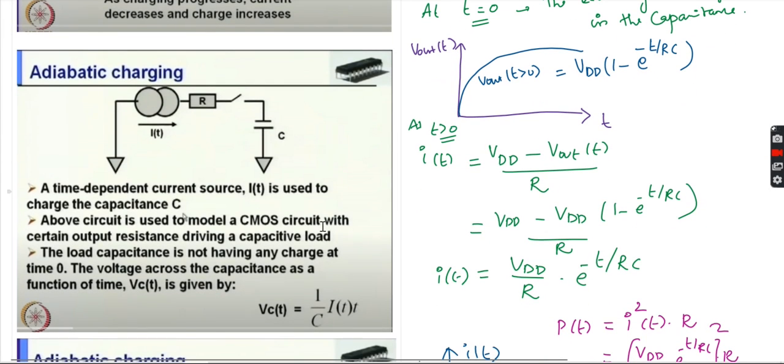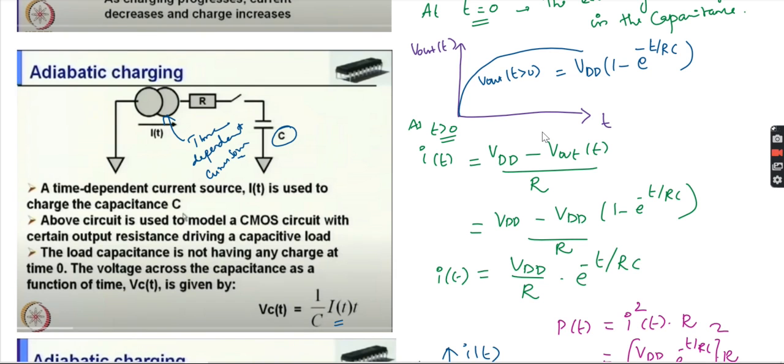Adiabatic charging. Whatever we are saying, it is adiabatic charging. Here we are using a source, which is a time dependent current source. It is the time dependent current source I of t that is used to charge a capacitance C. This circuit will be used to model a CMOS circuit with the output resistance to drive the capacitive load. So this is what we have seen.